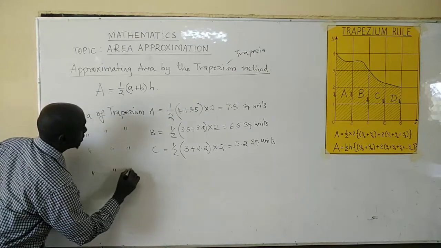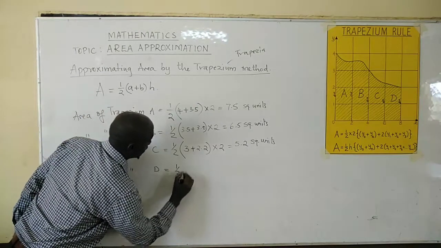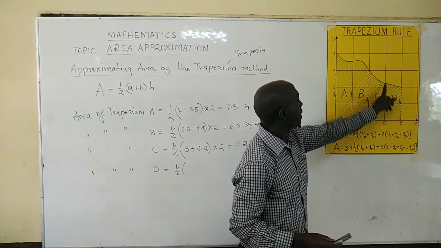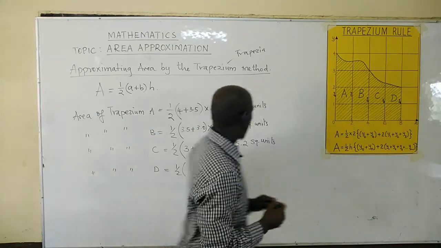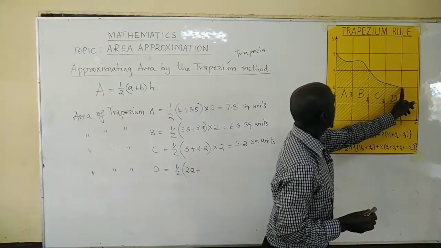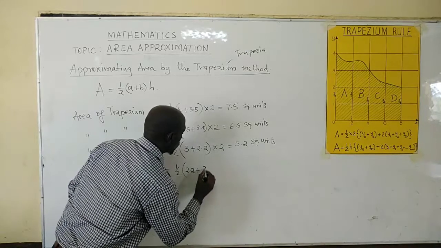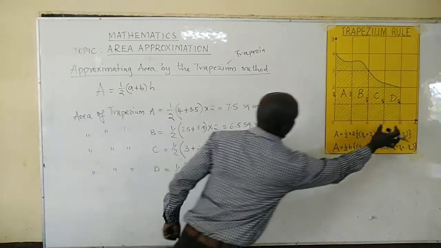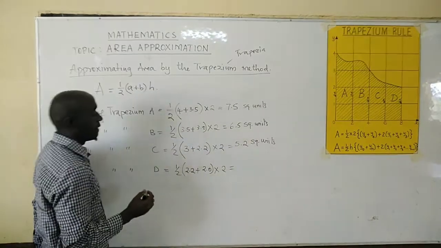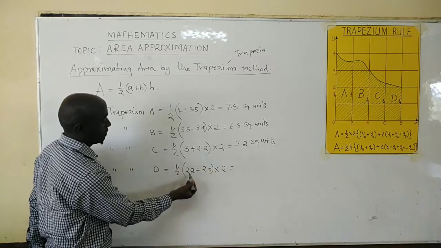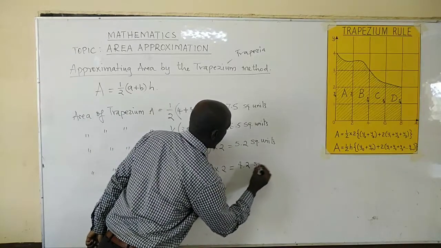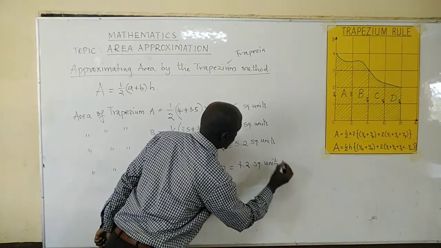Then the last one, area of trapezium D. We apply the same formula, a half times, for trapezium D, this length is 2.2 plus this length is 2.0, multiplied by the height, the perpendicular distance there, 2. If you do that correctly, the 2 and 2 will cancel, you have 2.2 plus 2.0, which is 4.2 square units.